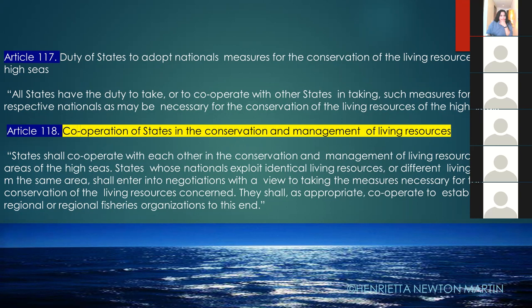States shall cooperate with each other for the conservation and management of living resources. That is, the nations should cooperate with one another for the purpose of conservation and management of the living resources in the high seas, where nations can exploit identical living resources or different living resources in the same area. They shall enter into negotiations with a view to take the measures necessary for conservation or protection of the living resources concerned. So they shall, as appropriate, cooperate to establish sub-regional or regional fisheries organizations to this end.